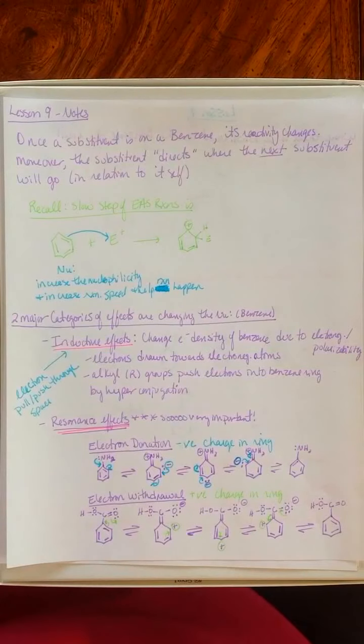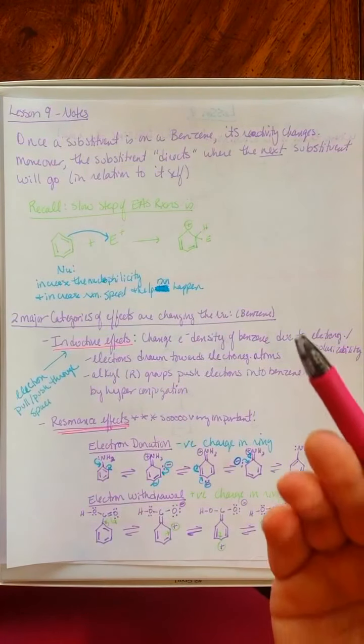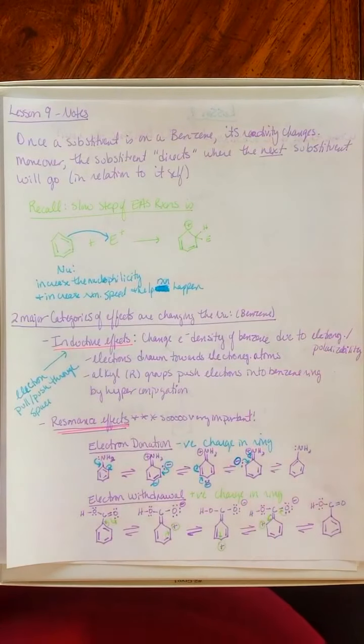Once you have a substituted benzene, in other words, once you already have a substituent on the benzene itself, the reactivity of the benzene changes. That substituent is going to direct where the next substituent will go, such as if you're adding more than one substituent onto the benzene ring.